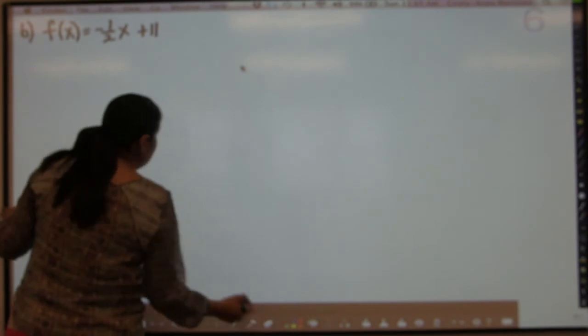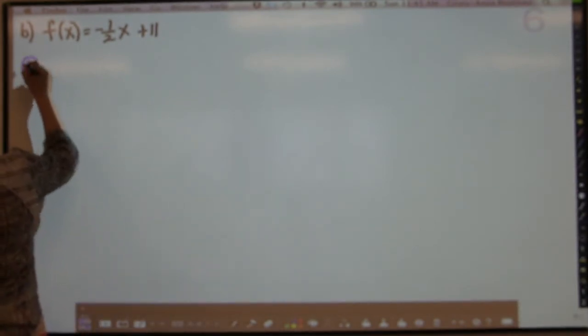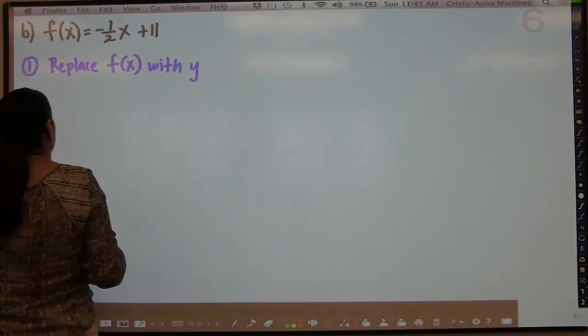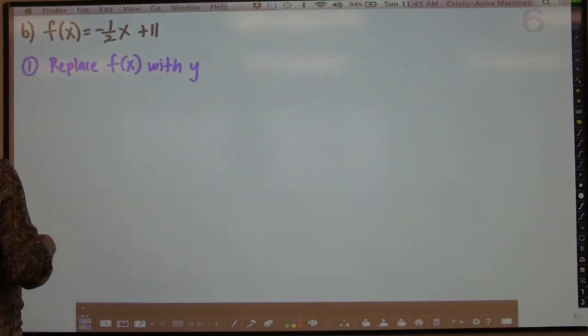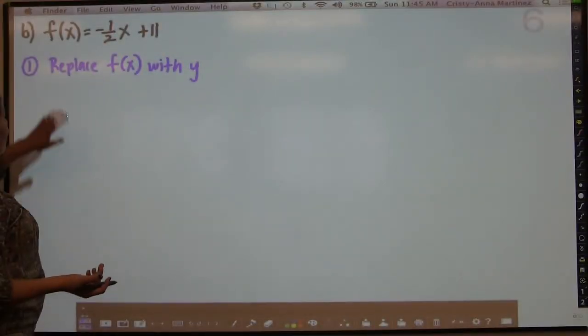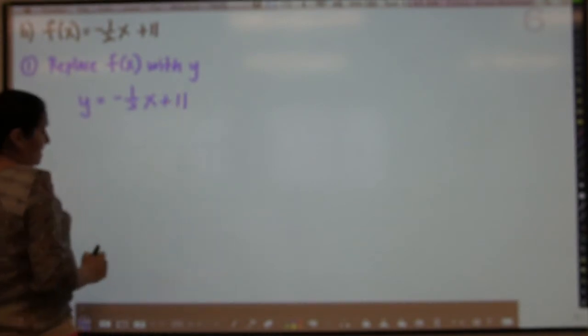So step 1 is to replace f of x with y. f of x is just a fancy way of saying y. So instead of writing f of x equals negative 1/2 x plus 11, I want you to write y equals negative 1/2 x plus 11. And that's the first step.